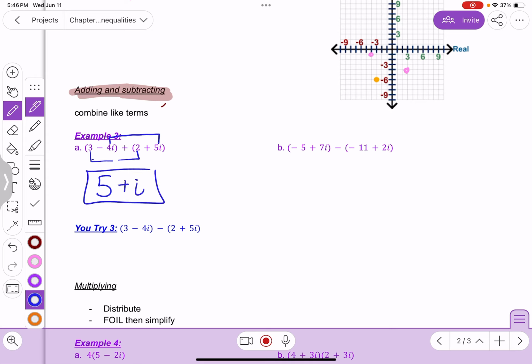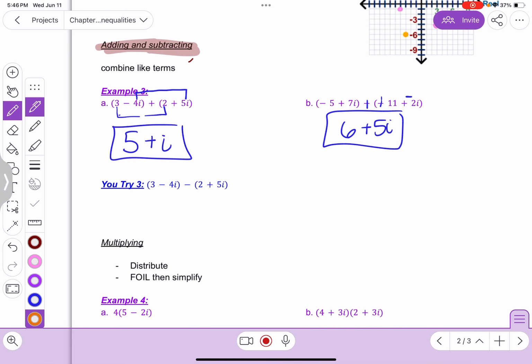So 5 plus i. When you're subtracting, I recommend doing what we did when we were subtracting polynomials and carry that negative sign through. Then negative 5 plus 11 is 6. And 7i plus negative 2i is 5i. You try that one. 3, carry our sign. 3 plus negative 2 is 1. Negative 4 plus negative 5 is negative 9.